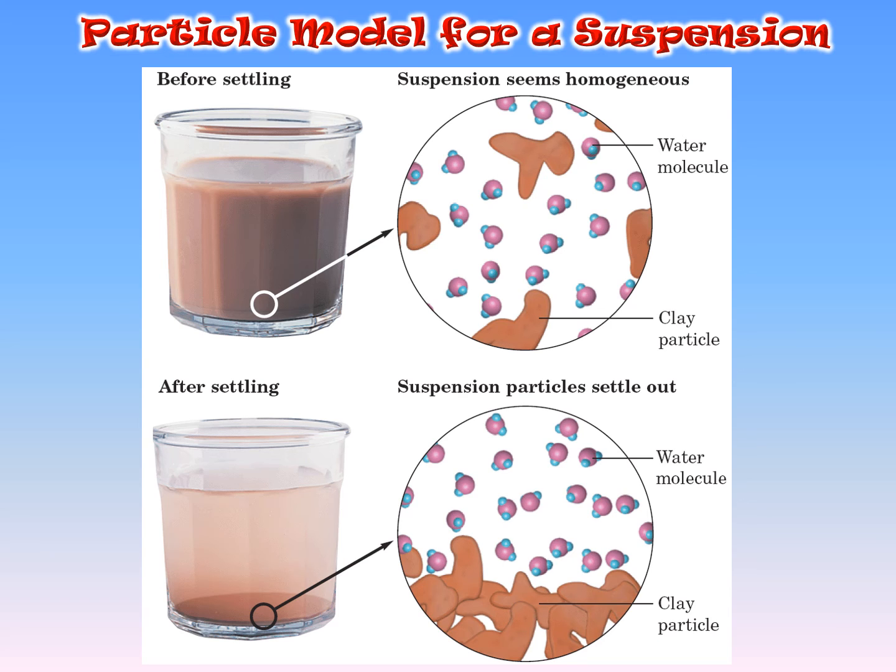A good example of a suspension is muddy water. If you take some mud or just some fine-grained dirt, stir it up in the water, that looks pretty homogeneous at a glance. But on a microscopic level, on the right, you can see that those large clumps are not going to be able to float around in the water forever. They will gradually rain down and settle on the bottom. And once that has happened, that is clearly heterogeneous.